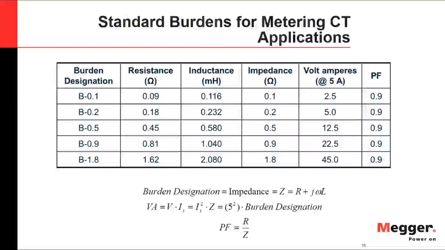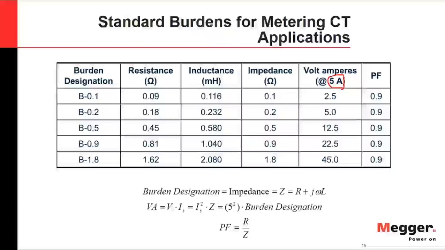Typically for North American applications, it would be 5 amp on the secondary. There are some applications with 1 amp, and mainly the European standardized CTs will be with 1 amp on the secondary. As you can see from here, we can derive basically the VA and the power factor for that specific burden.